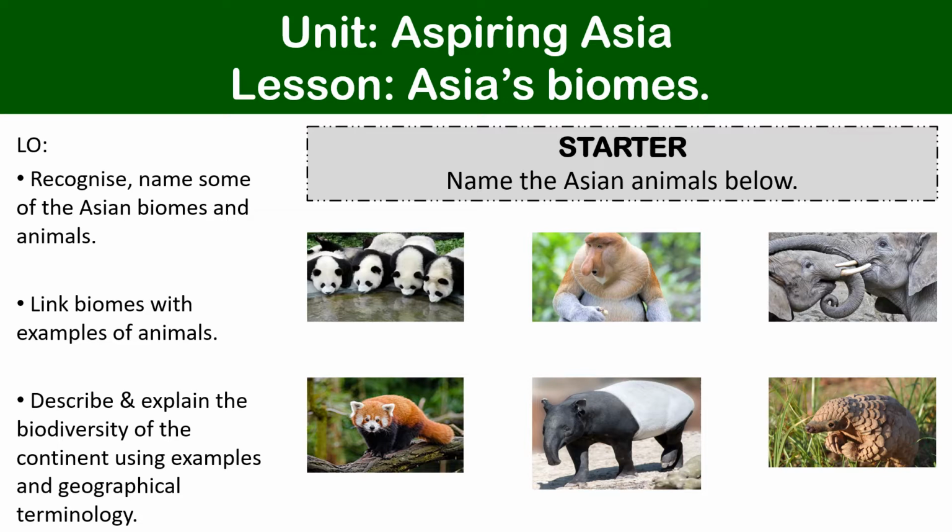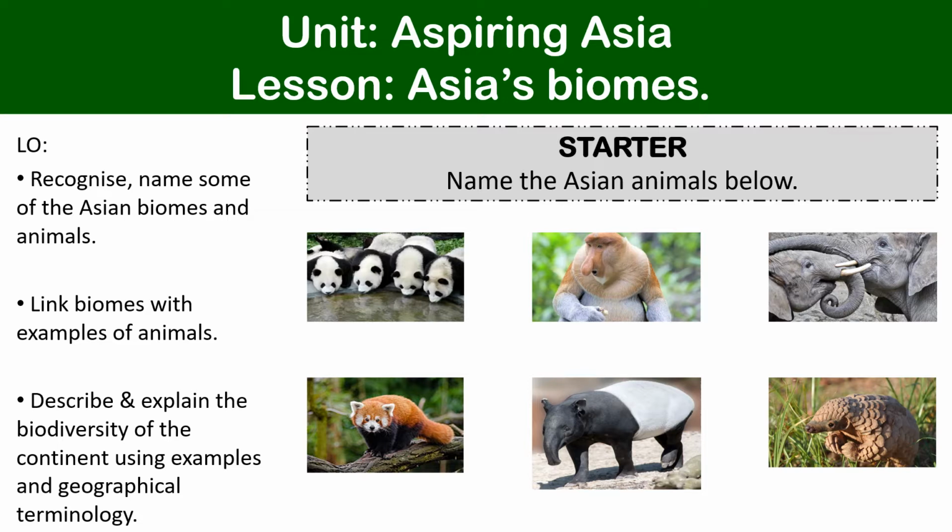So let's have a little look at our objectives for today. We're going to be recognising and naming some of the Asian biomes and animals. And we are going to link the biomes with some examples of animals. And then finally, we're going to be able to describe and explain the biodiversity of this continent using examples and geographical terminology. So let's just have a little look at our starter here.